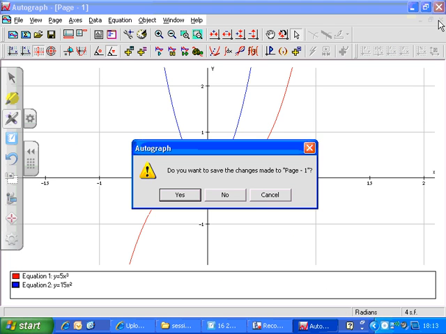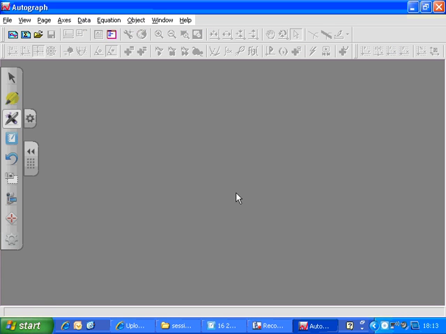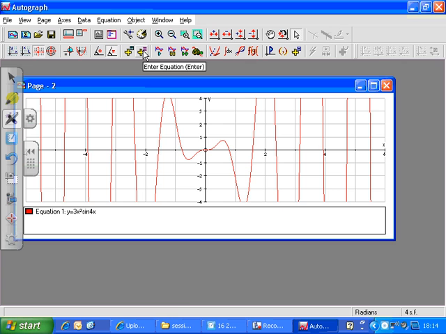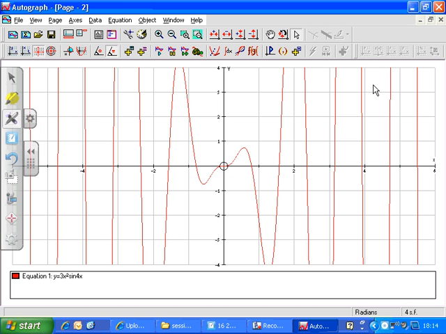close this page, start a new page, and type in the function y equals 3x squared sine 4x. And we get this function. An interesting function, I think you might agree. Zoom out on it, see what it looks like.